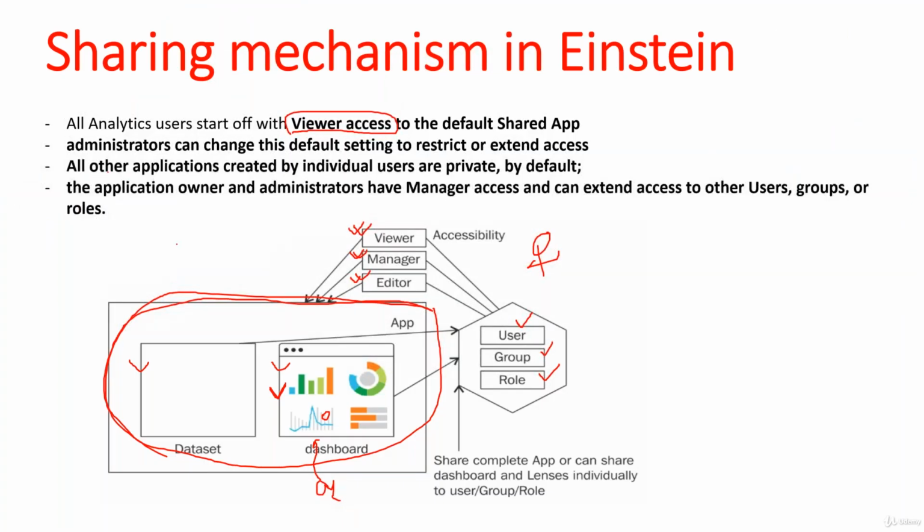So now whenever you create applications, what is going to happen? By default, your application is going to be visible with viewer privilege. Then the administrator can change this default setting to restrict or extend the access. If there is one user who has viewer access, then we can extend the access as a manager or as an editor. And if somebody is a manager, we can change them to a viewer. Same way, all other applications created by any other individual users will be by default private, so we cannot see that.